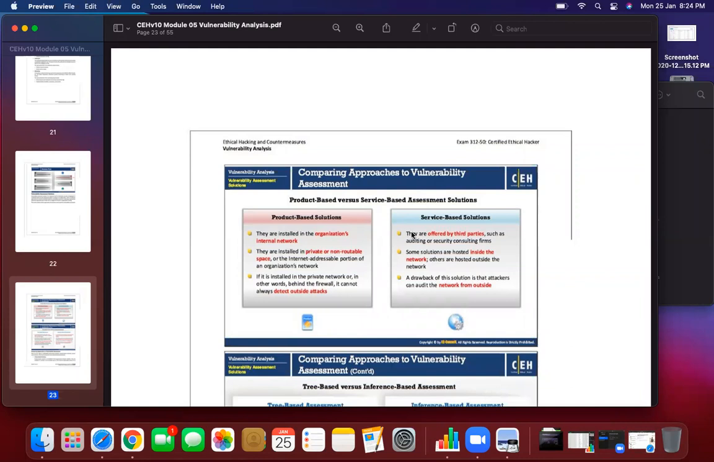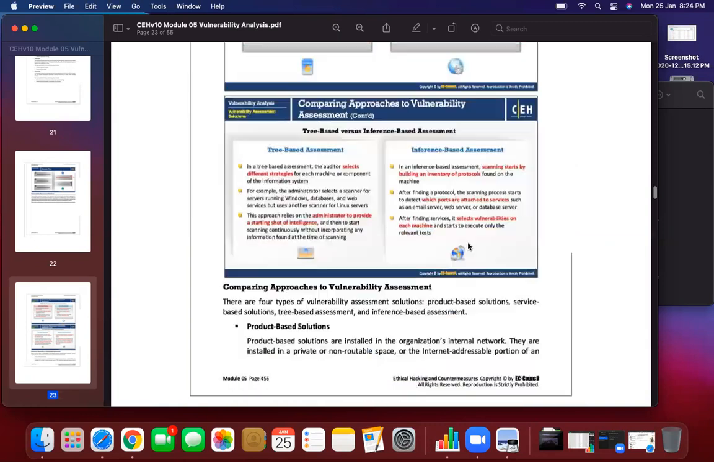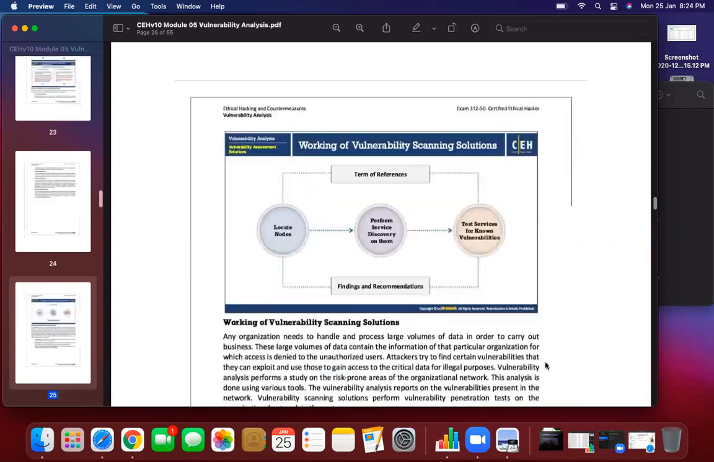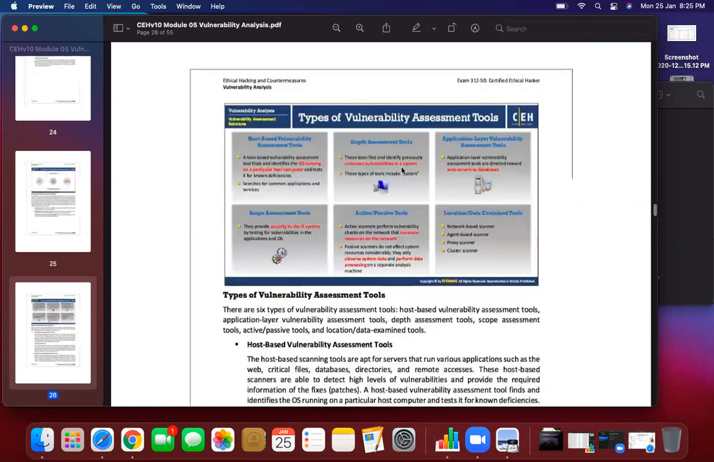The other one is the service based solution. A service based solution means giving a solution to a company or organization for assessing the vulnerabilities with the help of software. Employees are assigned to those companies for finding out vulnerabilities and assessing them. So there are two kinds of solutions: product based and service based. All these things which we are studying here are theoretical. Now let us proceed further.